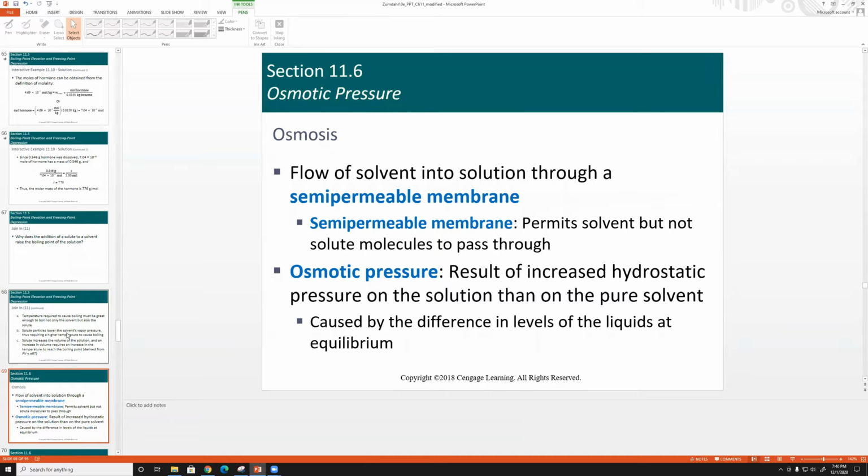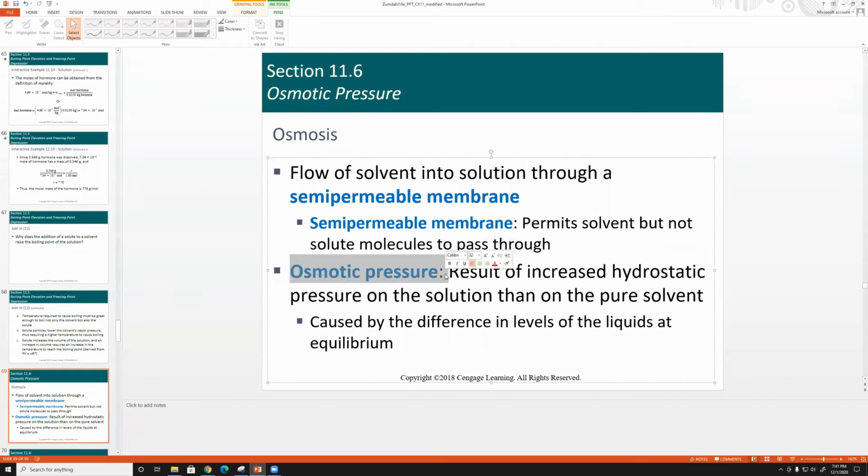Okay, so the last colligative property, which is not the same as boiling point elevation and freezing point depression, is osmotic pressure, and deals with osmosis. So maybe in biology you've heard of osmosis, but it is the flow of solvent, not solute. When you flow solute, it's called diffusion. When you flow solvent, it's called osmosis, and it's through a semi-permeable membrane. This membrane has very small holes that permit solvent flow, but not solute particles to pass through.